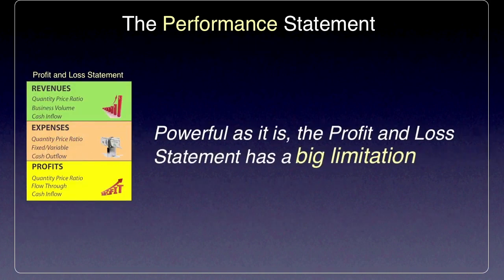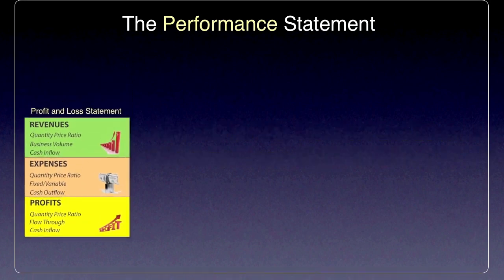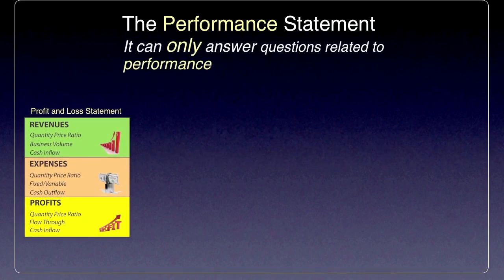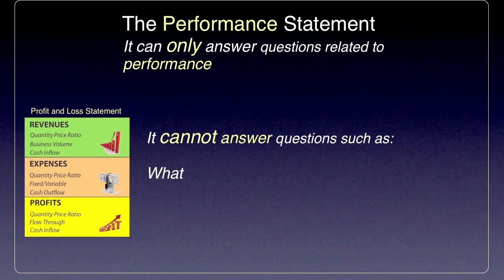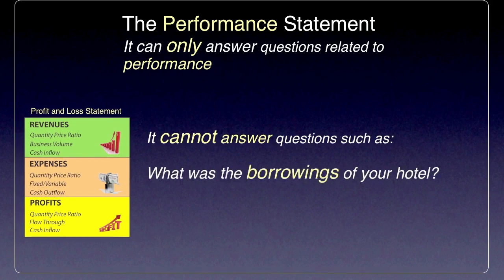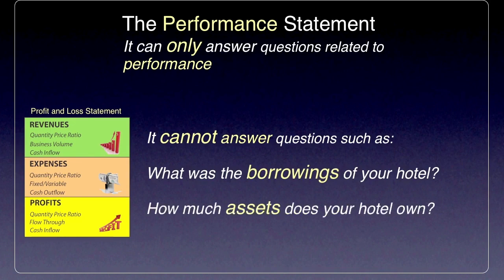Despite its power, the profit and loss statement suffers from a big shortcoming. It only shows part of the picture, the performance or business results of the hotel. For example, it does not tell you what happens to the assets that actually produce the revenues during the month, which the profit and loss statement records and shows. A different kind of financial statement is needed to answer these kinds of questions.